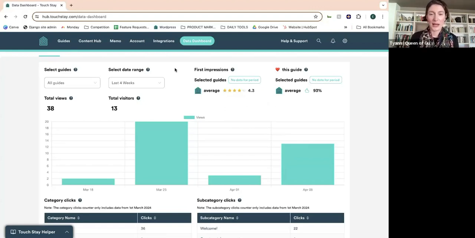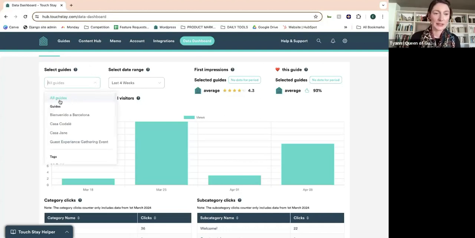So let me show you how you can adjust the data that's shown here and show things that are more interesting to you, because what's interesting to you and every TouchStay customer will be totally different depending on how many guides you have, how you've got your account set up. So let me show you some of this. So the first thing you need to do to adjust the data that's shown on this page is choose which guides you want the data to show for. So you can see here, the default is all guides, or then I can choose from one of the 4 guides that are in my account.